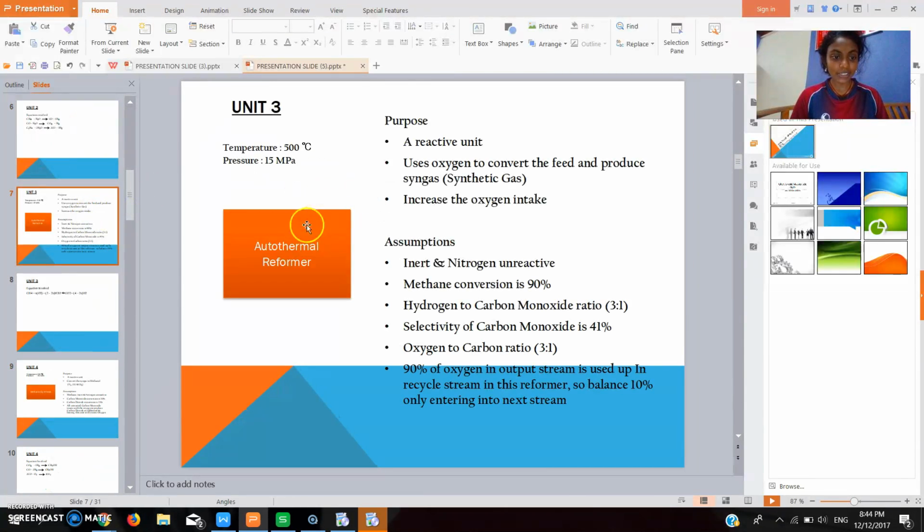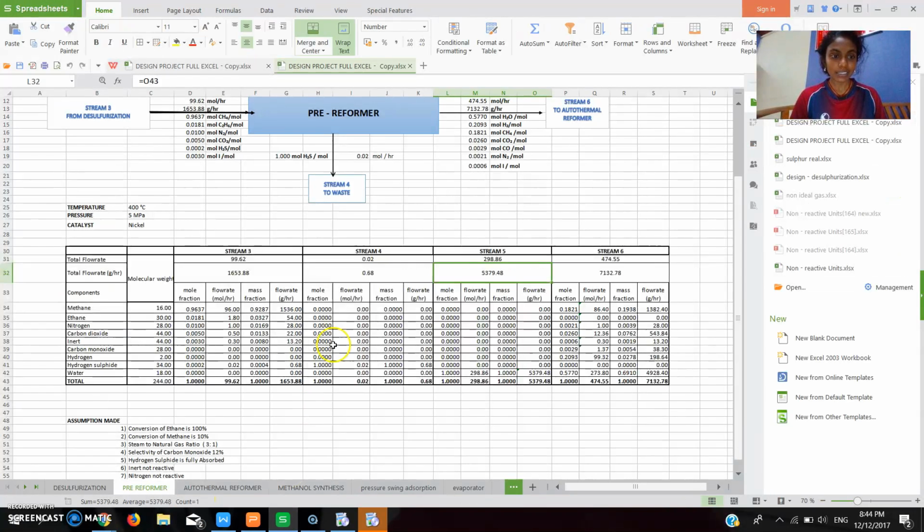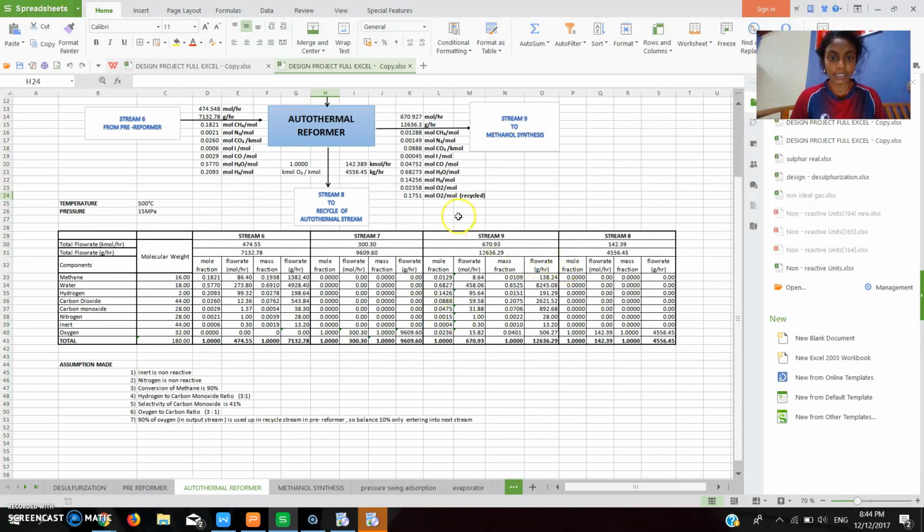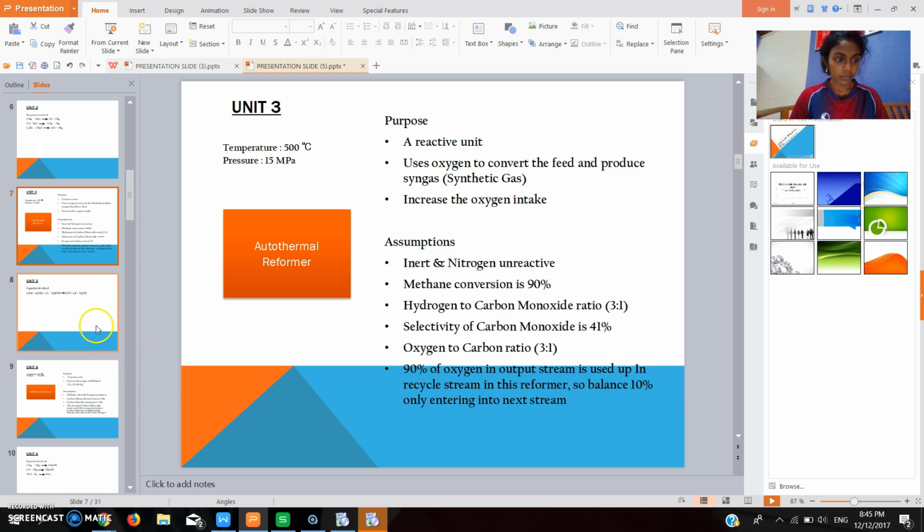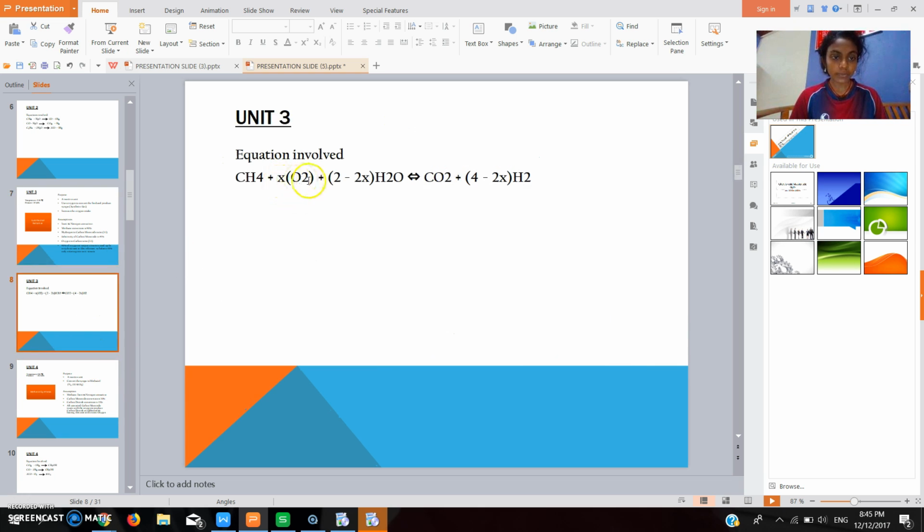This is unit 3. Unit 3 is all about the autothermal reformer, where oxygen is used to convert to syngas and to increase the oxygen intake. So basically, these are the assumptions. For the autothermal reformer, the molar flow that is sent to the next stream is 670. This is the equation involved for unit 3, oxygen and what is added.